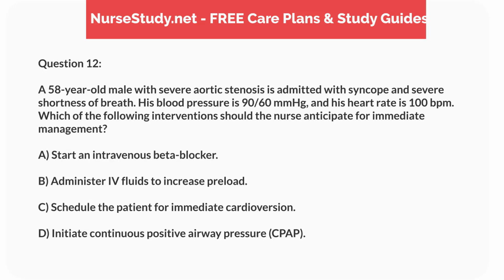Question 12. A 58-year-old male with severe aortic stenosis is admitted with syncope and severe shortness of breath. His blood pressure is 90/60 mm of mercury, and his heart rate is 100 beats per minute. Which of the following interventions should the nurse anticipate for immediate management? A. Start an intravenous beta blocker. B. Administer IV fluids to increase preload. C. Schedule the patient for immediate cardioversion. D. Initiate continuous positive airway pressure, CPAP.